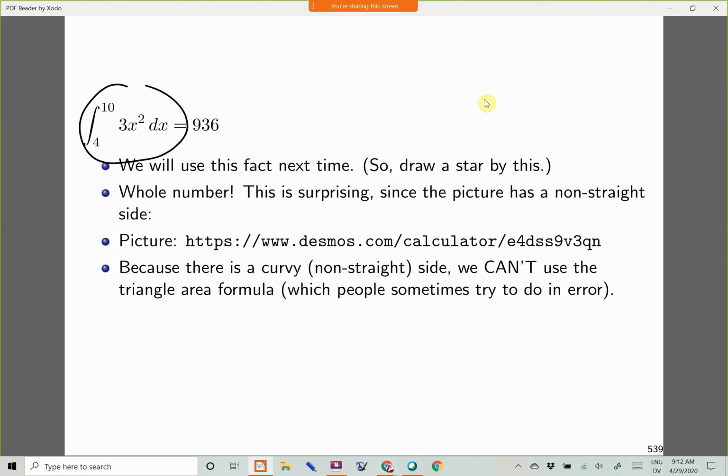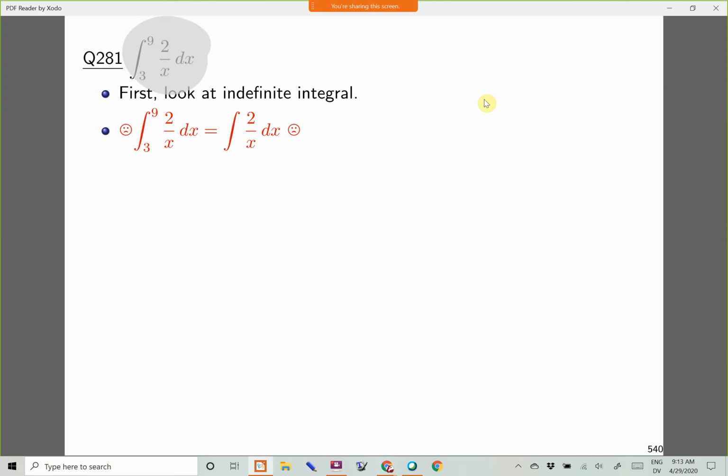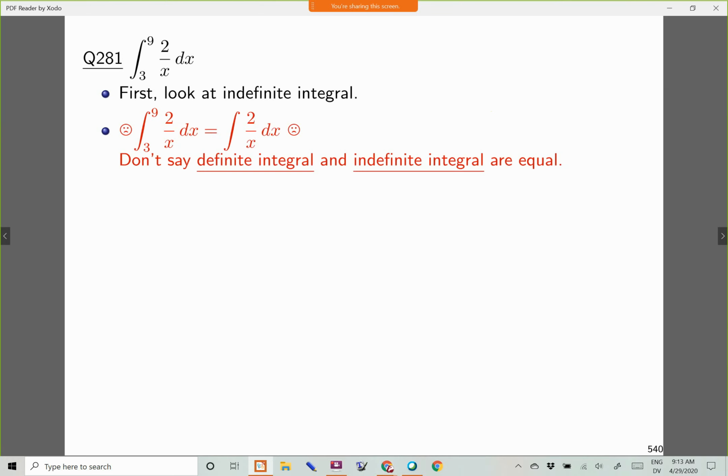So let's do another example. Integral from 3 to 9 of 2 over x dx. First, let's look at an indefinite integral. Let me point out in red, this is sometimes what people do. They'll take the original question up here and say that it is equal to, and then just leave off the 3 and the 9. This is the next step, but they're not equal, right? This is a definite integral. This is an indefinite integral. Please don't ever say that a definite integral and an indefinite integral are equal, because a definite integral is going to be a number, and an indefinite integral is a function plus c.